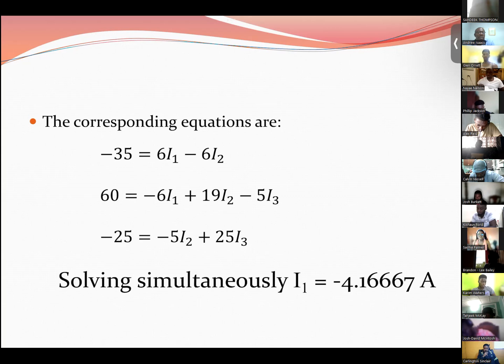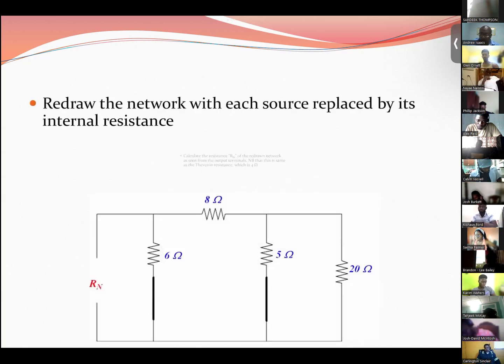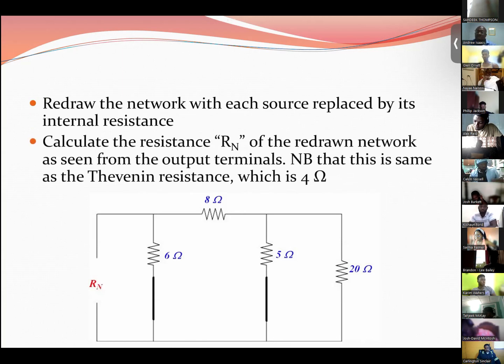So now that we have the Norton current, as I said before, the resistances will be the same. But for completeness, I redraw my network and I find R Norton. And as you can see, it will be the same as with the R Thevenin, which is 4 ohms. So it's the resistance seen looking into these terminals.